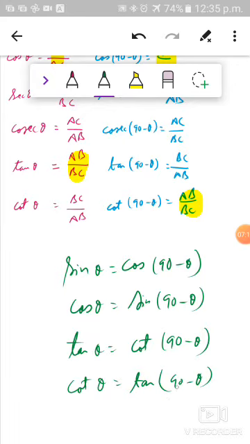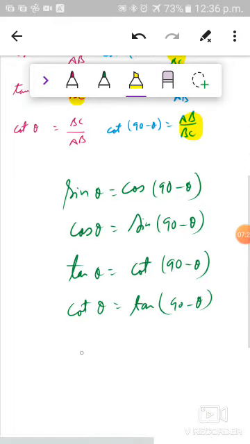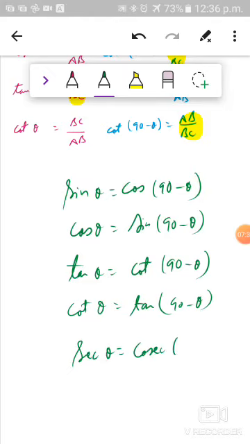Same like this, you will see sec theta, AC by BC, that is AC by BC, that is cosec 90 minus theta. So we can write sec theta is equal to cosec 90 minus theta, or we can write cosec theta is equal to sec 90 minus theta. So sine and cos are complementary, tan and cot are complementary, sec and cosec are complementary, right?